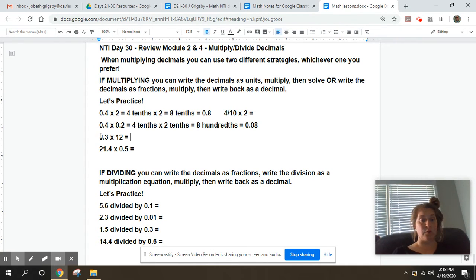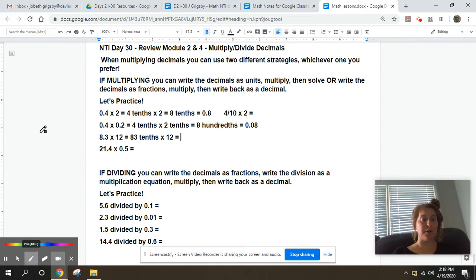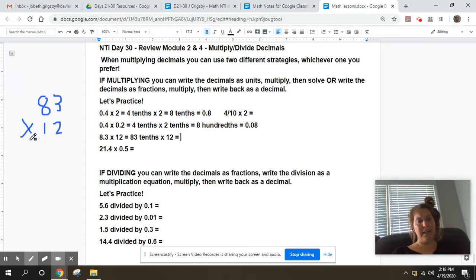units. And so right here I have 8 3/10. But when I write it as units, I actually want to write it as 83/10 times 12. And then what I'm going to have to do is, remember, I'm focusing on multiplying whole numbers. So I'm going to go to the side, and I need to multiply 83 times 12. And again, if I wrote this as fractions, I would still have to multiply 83 times 12. So either way, I'm still going to have to multiply 83 times 12 in some way, shape, or form.